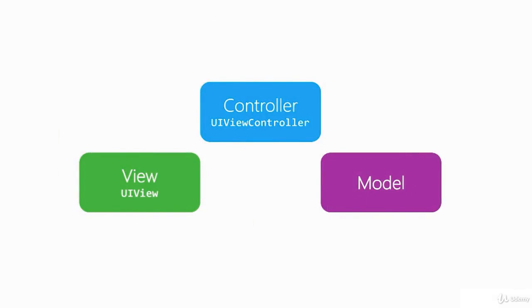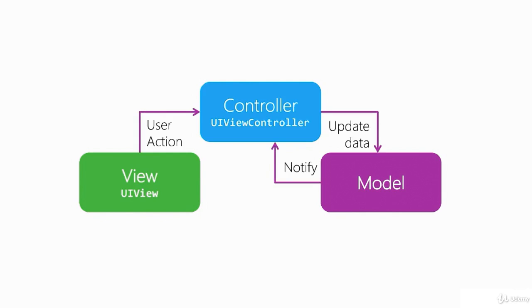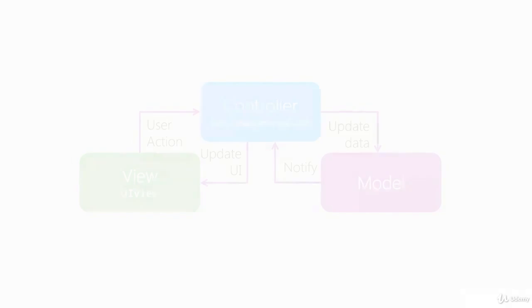Interaction between model and view is always done through a controller. So if the user changes data in the view, it notifies the controller, and the controller updates the data. If the data is changed, perhaps reloaded from a web service, the controller then pushes updates into the view so the user can see them.